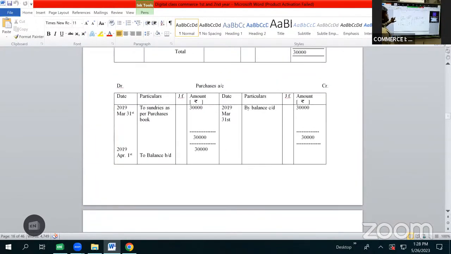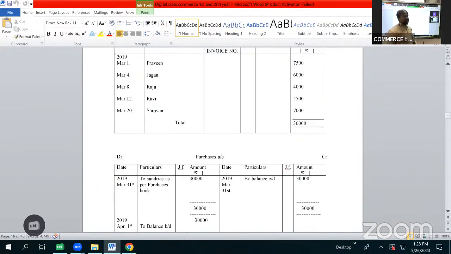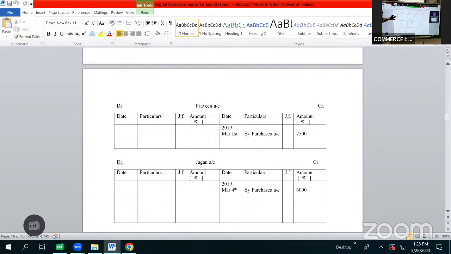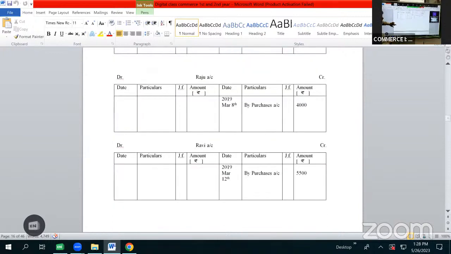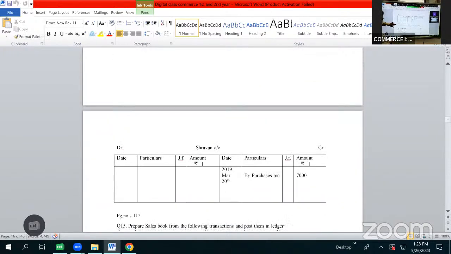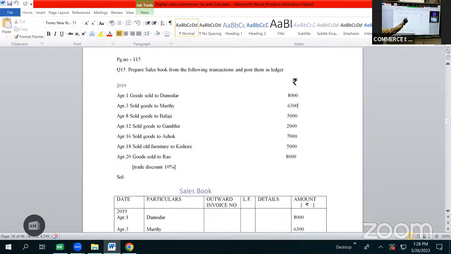So in examination, we'll be asked to prepare only purchases book, sales book, purchase return book, or sales return book. You don't get any question based on posting them into the ledgers. So question number 13, this was question number 14, and question number 15. These kind of problems will not be asked in questions as these are related to posting them into the ledger. Just for practice purpose, we are solving this.